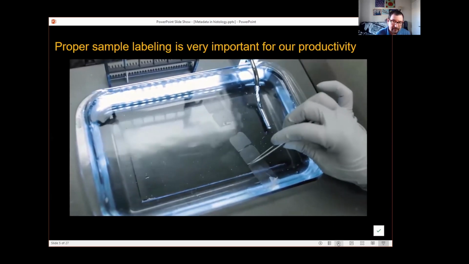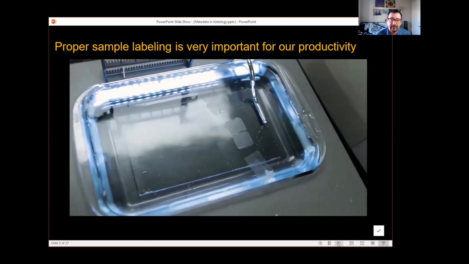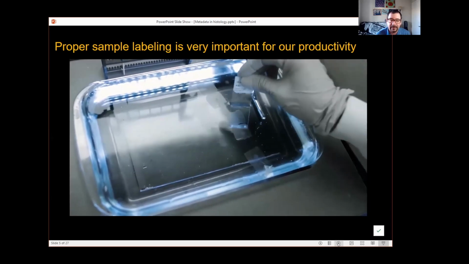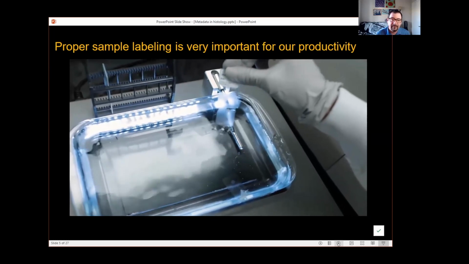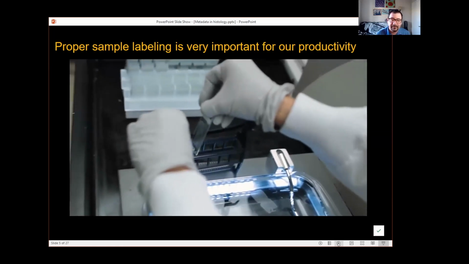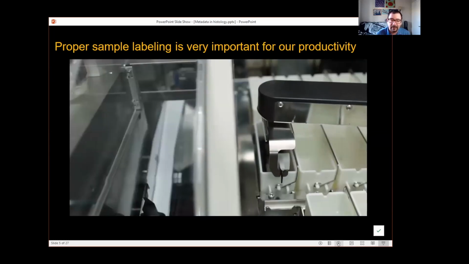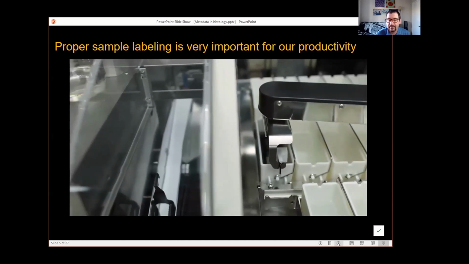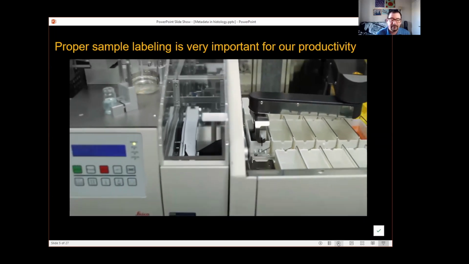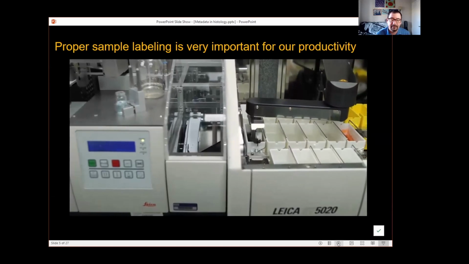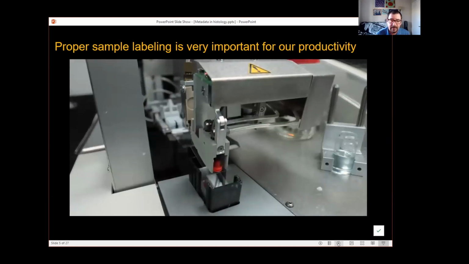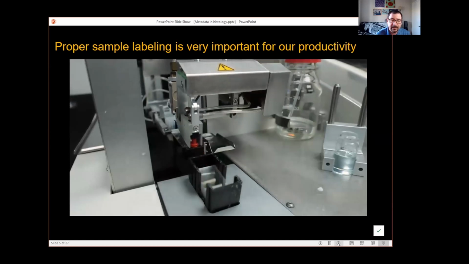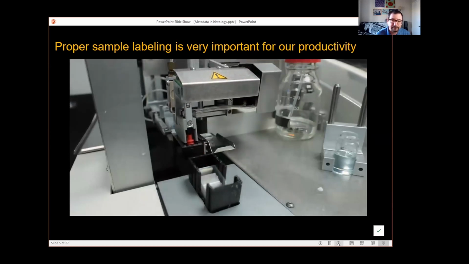And we try to make sure that people don't spend a lot of time hand reading those labels and trying to decipher if it's L or I. A little bit of time saving goes a really long way. Those are our machines that automate staining and cover slipping.